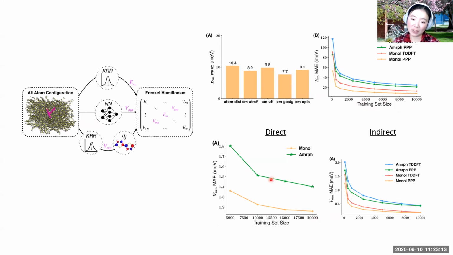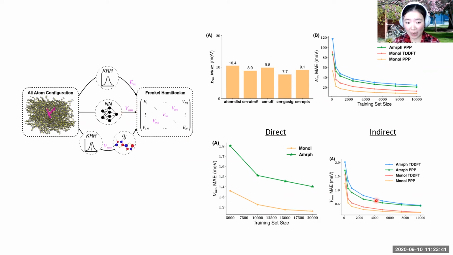But for using neural network, this is called the direct method. It means we have the Coulomb matrix input and directly output these excitonic coupling coefficients, so it's called the direct method. And the error decreases, but not dramatically compared to this indirect method, which uses KRR.